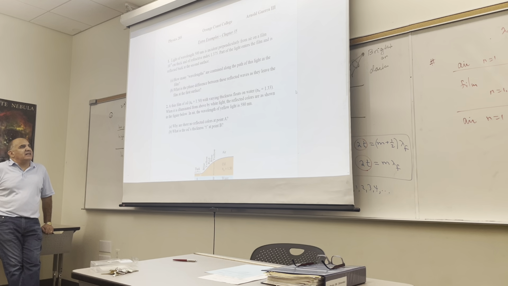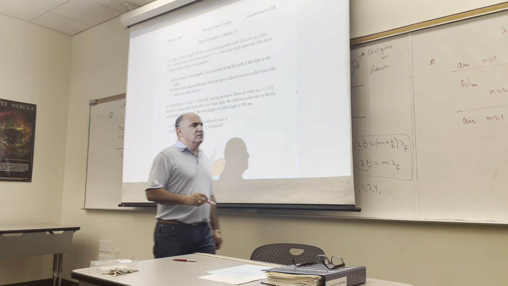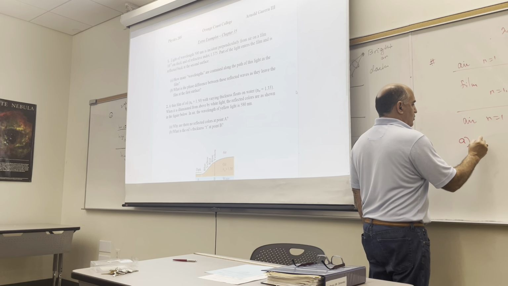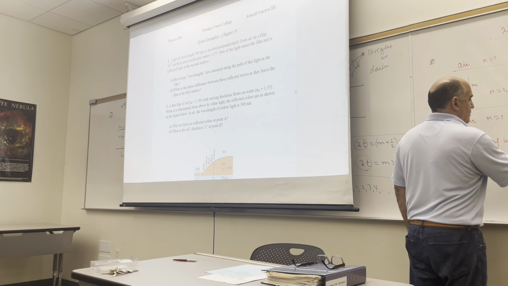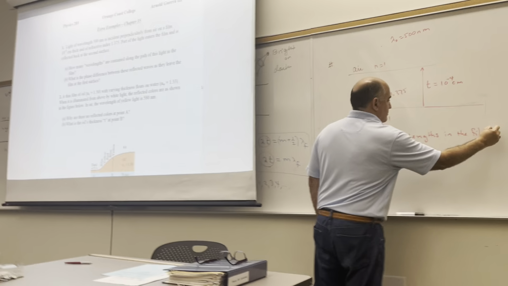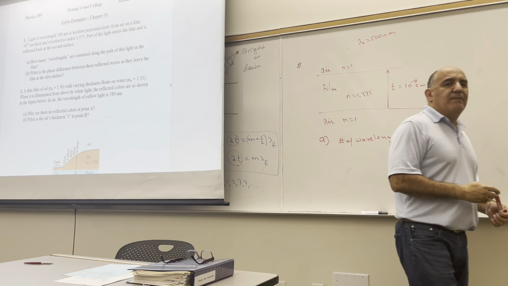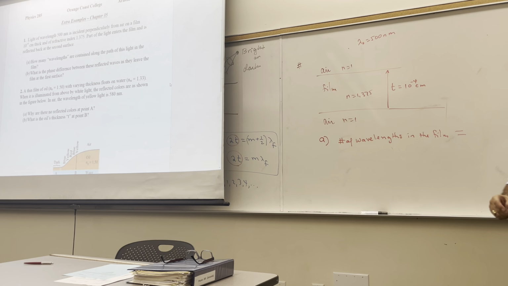So how many wavelengths are contained along the path of this light in the film? It's asking like how many, if I say one wavelength, two wavelengths, how many of those are contained inside the film? So how do I answer that question? So number of wavelengths in the film. So how do I answer that? It's actually a very simple question. It's just that it's phrased in a way that sounds difficult. If I, yes, go ahead.